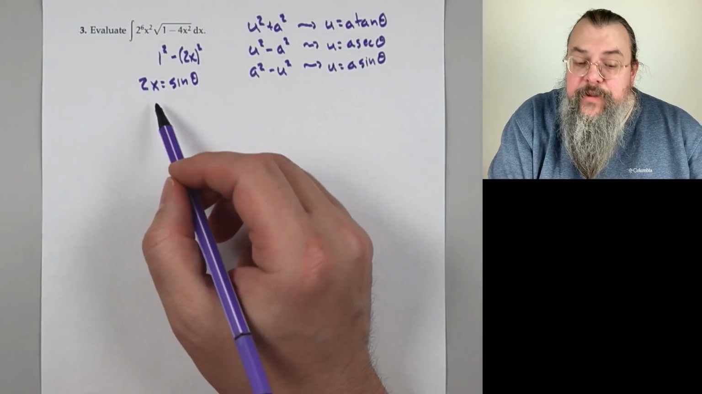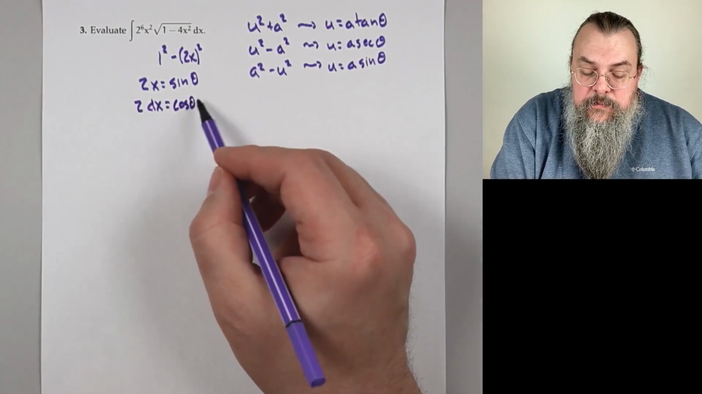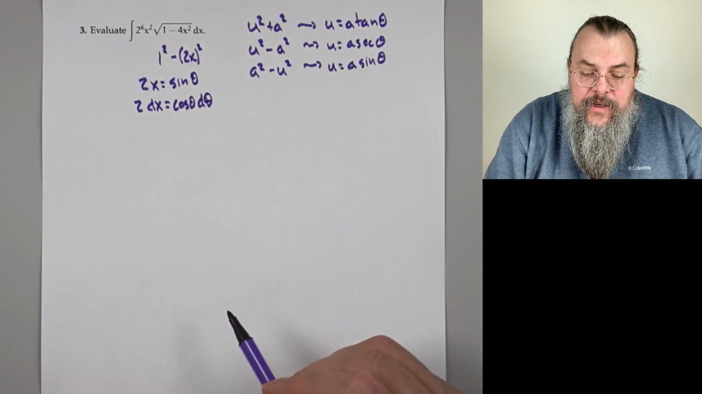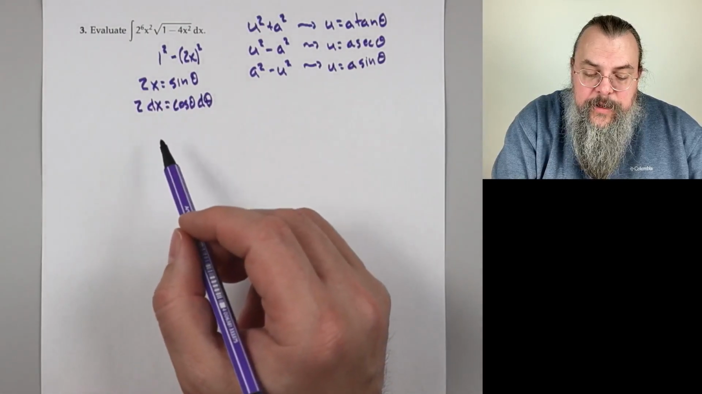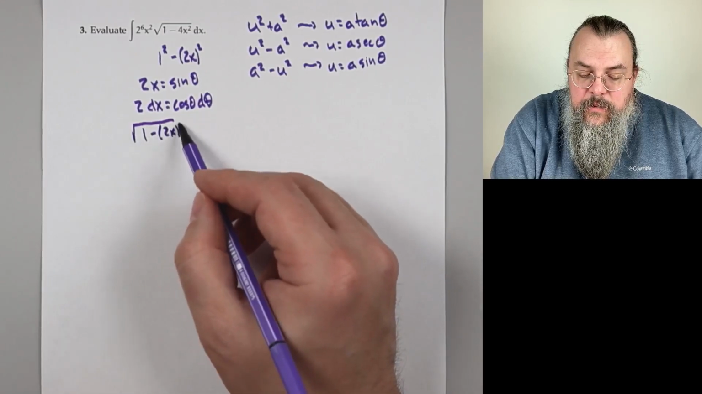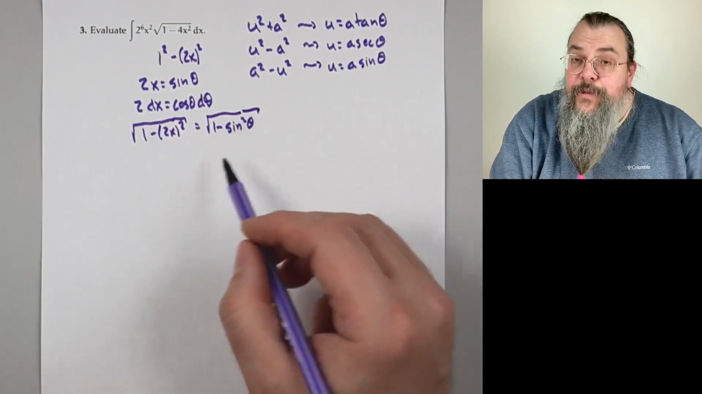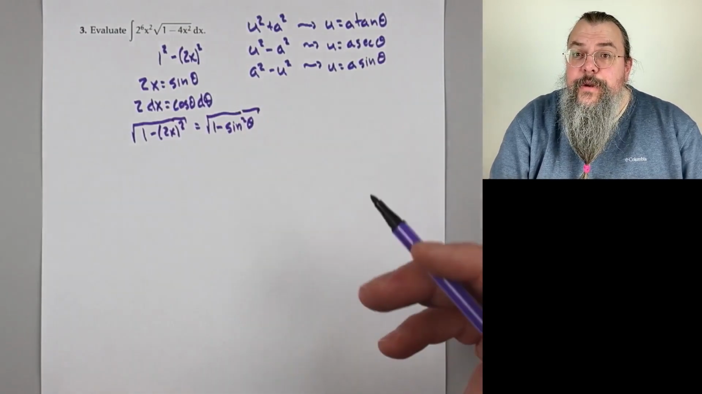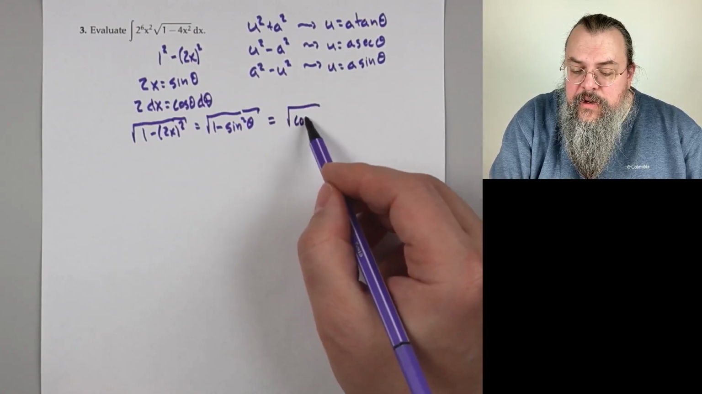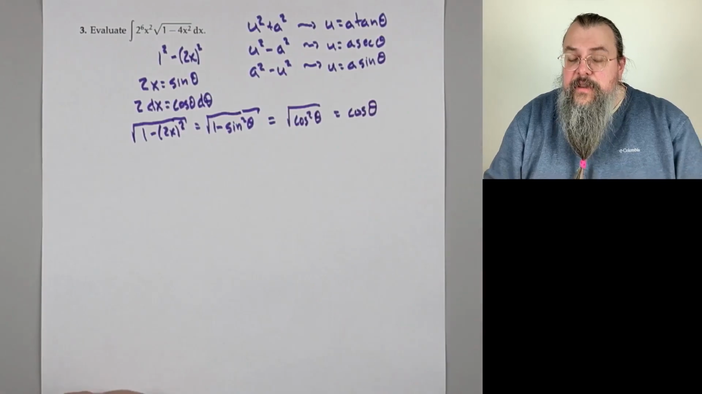We start taking derivatives. 2 dx is cosine theta d theta. That's good to know. What else? Well, what about the square root of 1 minus 4x squared? The square root of 1 minus 2x quantity squared is the square root of 1 minus sine squared. Why are we bothering with this? Well, 1 minus sine squared is cosine squared. That's nice. It's the square root of a square, so that just becomes cosine. Isn't that lovely?